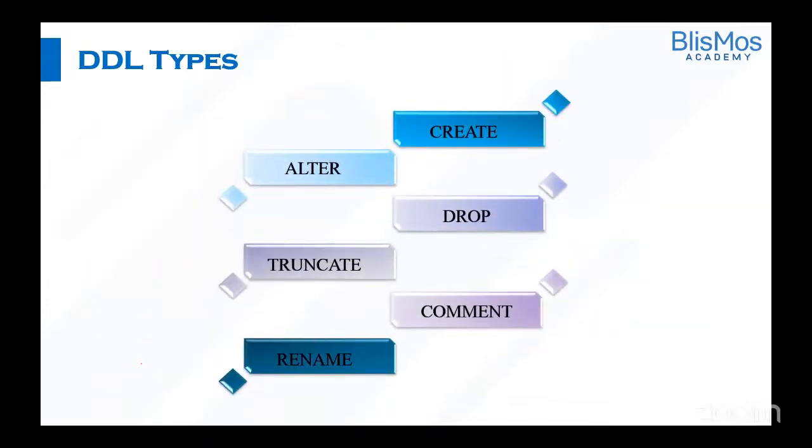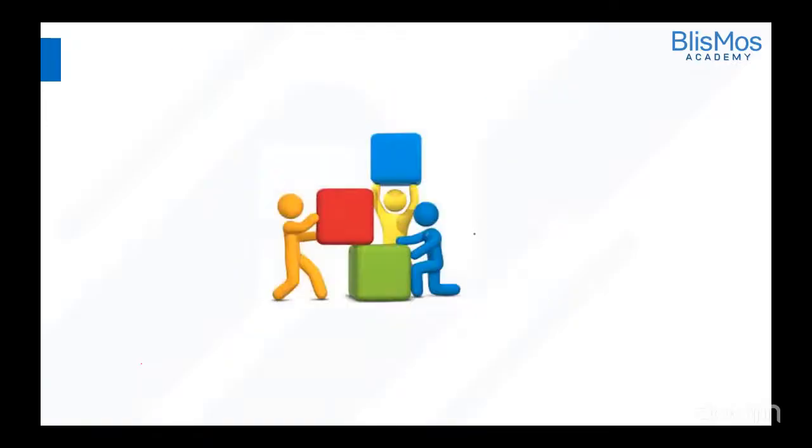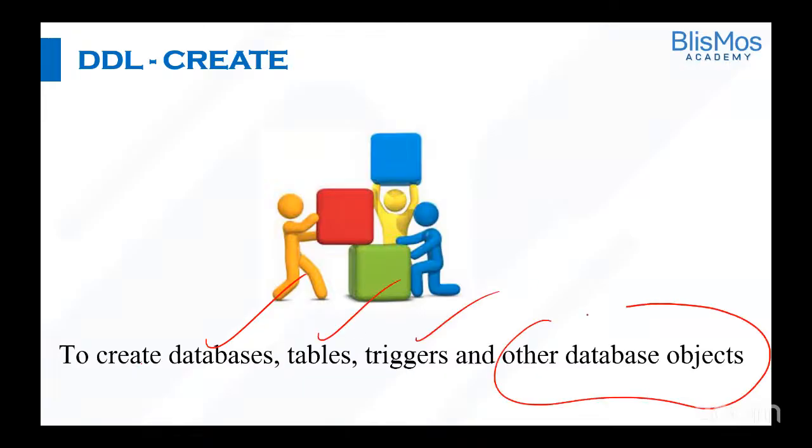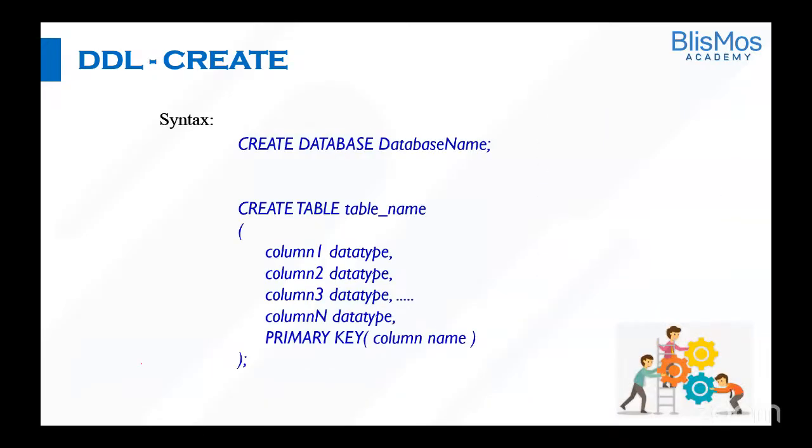And we do have different types of DDL. We have create, alter, drop, truncate, comment, and rename. When I say create, you are creating the databases, tables, triggers, or other database objects. We are creating the database objects or the databases themselves. We have already done this. This is the syntax, we already did this earlier.